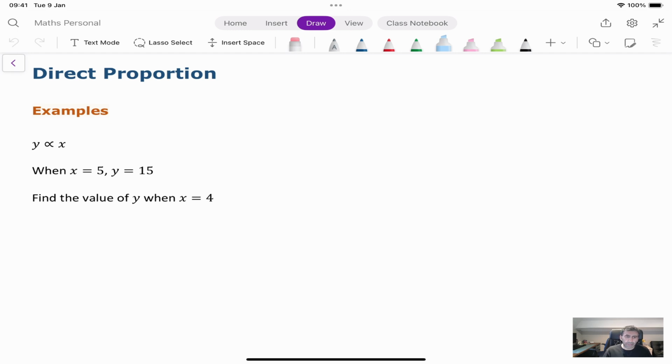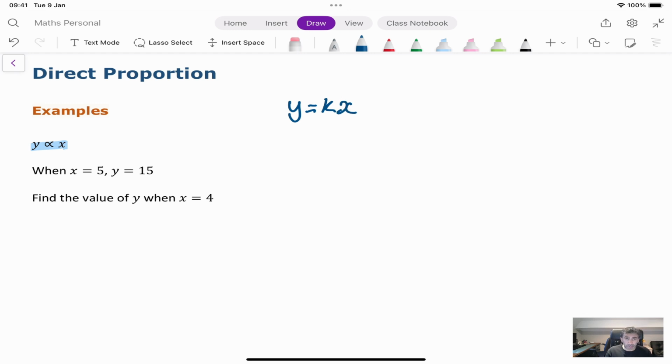I'm going to go through some examples and then I'm going to give you an opportunity to have a go at some questions yourself. We're going to start by looking at this example over here. We've got this part here that's telling us that y is directly proportional to x. So essentially what that's saying is that there's something I can multiply my x by to give me my y. We usually use the letter k for that. So that tells me that y is equal to k multiplied by x.